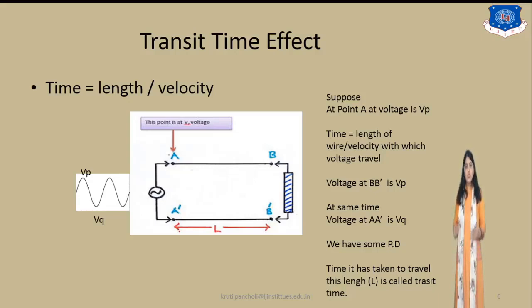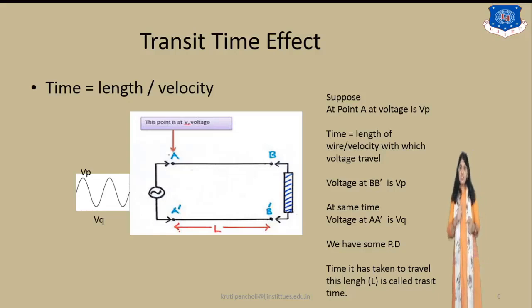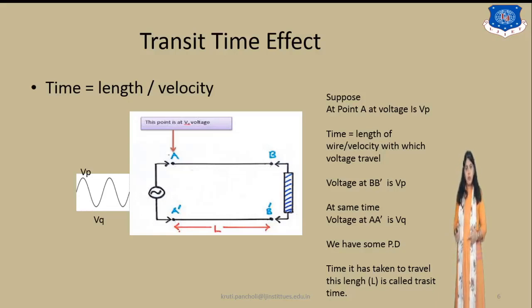So time is equal to the length of the wire divided by the velocity with which the voltage travels. So the voltage at point A is Vp. At the same time, the voltage at A dash is Vq. So we have some potential difference. If the voltage at A dash, that is Vq, at the output that we are observing, is the same, then the potential difference is 0.